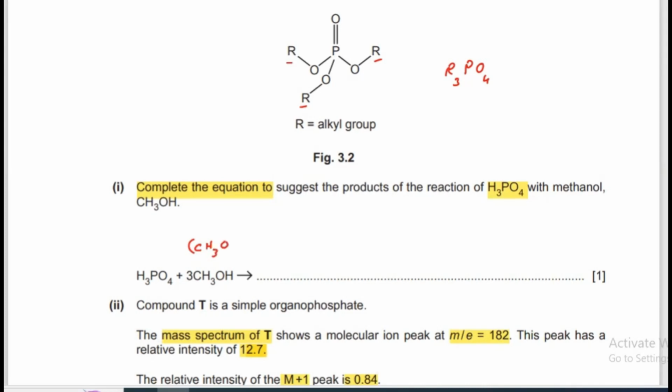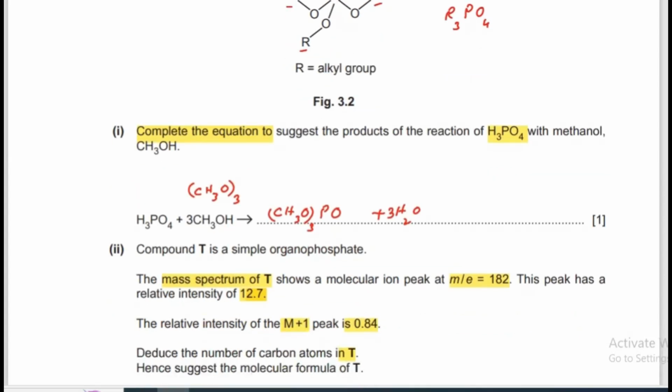There are 3 alkyl groups and 1 oxygen. So if we make it 3 times, we'll have CH3O 3 times. So we'll get a product with CH3O 3 times, and there is 1 phosphorus and then 1 oxygen, and you will get another product, water. So if we remove (CH3O)3PO from this, then H2O will be left over, and you can balance the number of hydrogen and oxygen atoms by putting 3 here. So these are the products we get by reacting H3PO4 with CH3OH.